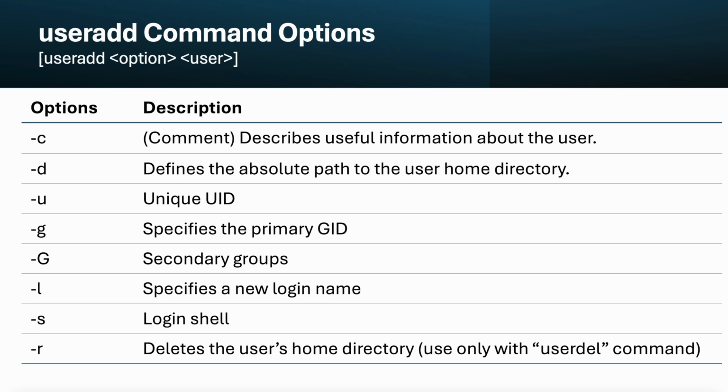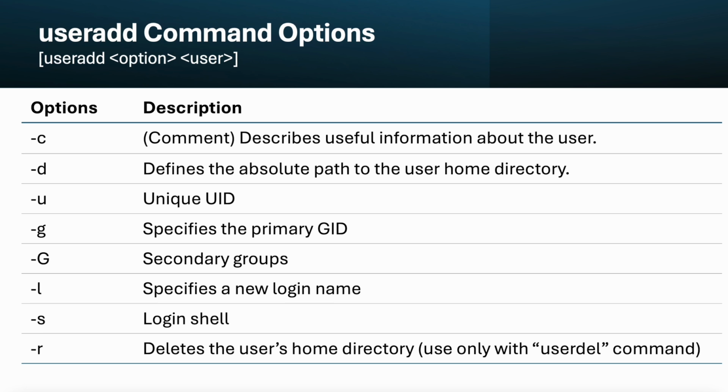Starting with the syntax of the command, it's useradd option followed by the username. The options are -c. It is for describing useful information about the user, basically the comments. -d to define the absolute path to the user home directory. -u is to assign the unique user ID, whereas -g to assign the unique group ID.